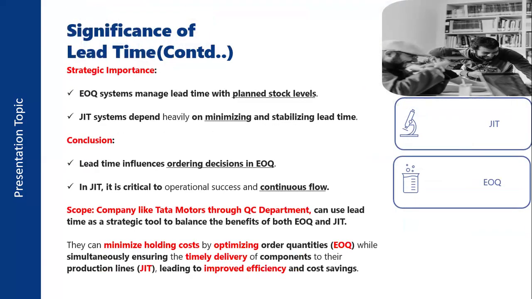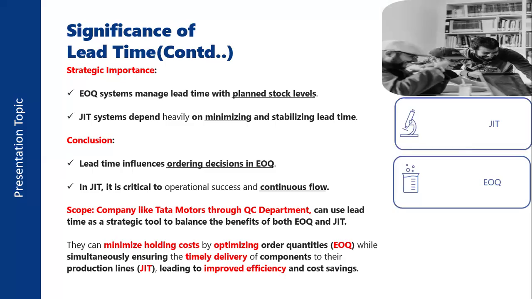Strategic importance. What is the significance of lead time working together with JIT and EOQ? The EOQ system manages the lead time with planned stock levels. This is the common area for EOQ. And the JIT system depends on minimizing and stabilizing the lead time. That is the most crucial part of JIT in lead time management. As a conclusion, we can say lead time influences ordering decisions in EOQ, reorder levels, and most importantly, JIT. It is critical for operational success and continuous flow of production.